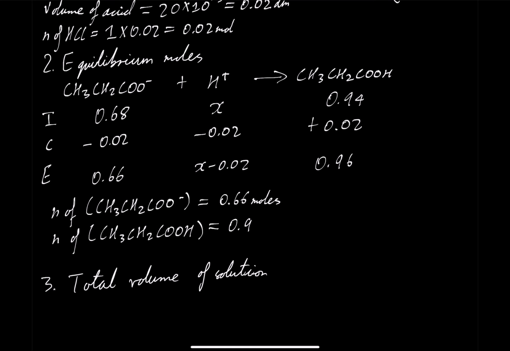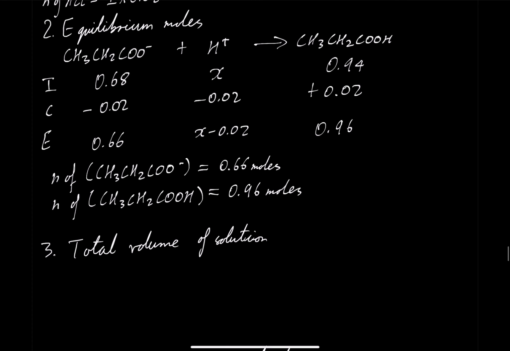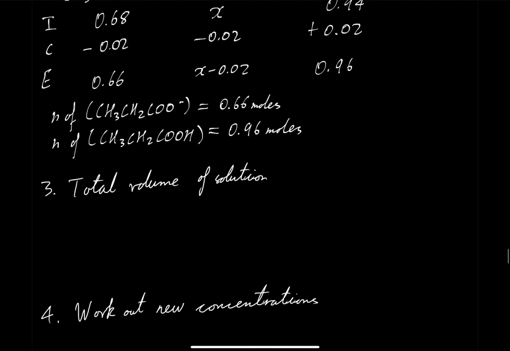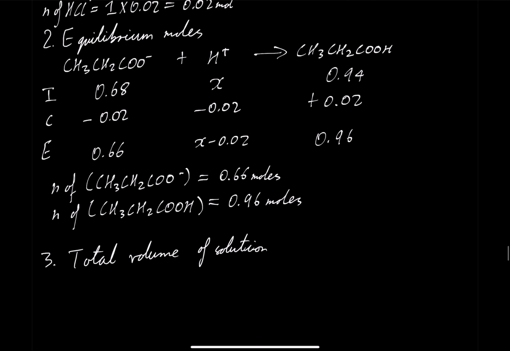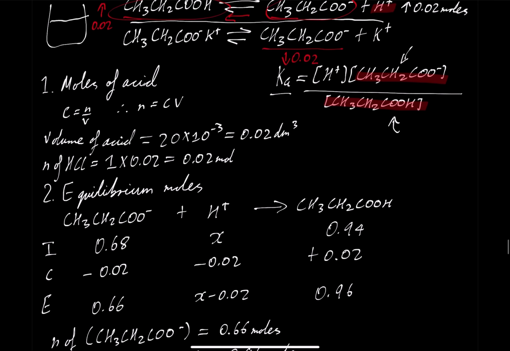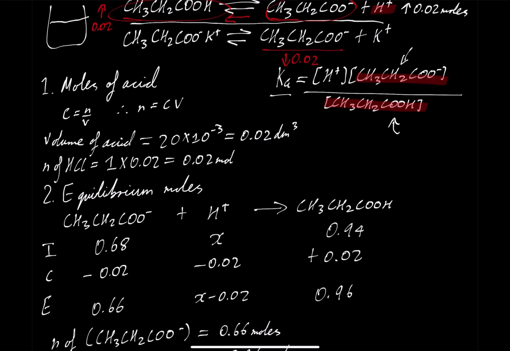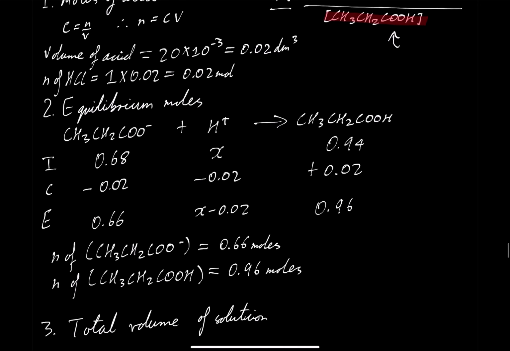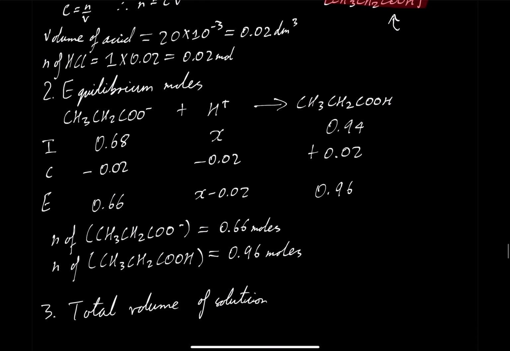So that's 0.96 moles. So in equilibrium we have 0.66 moles of propanoate ions and 0.96 moles of propanoic acid. Right, so that's useful now. We have the moles now, right? But we need the concentration. So what do we do now? We need to find the total volume of our solution.